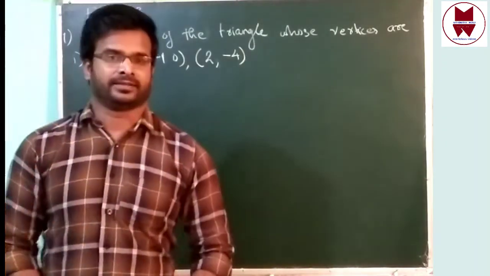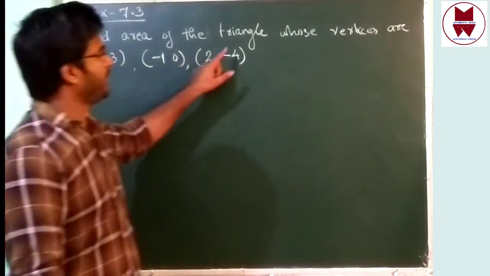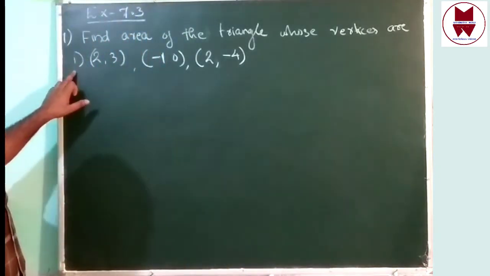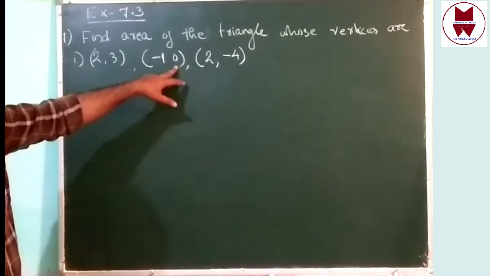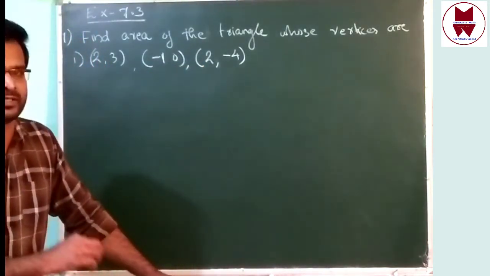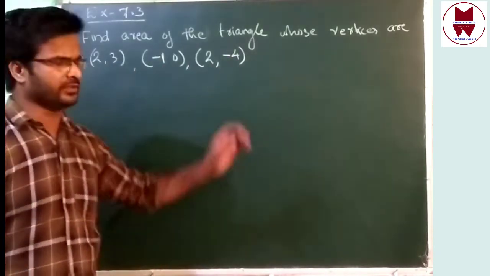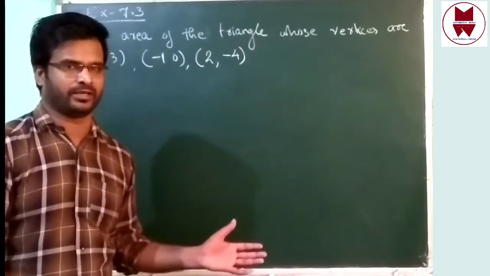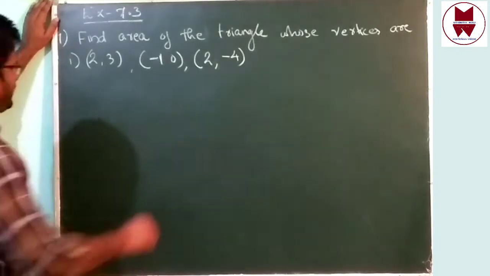Now we can see exercise 7.3, question number 1. Find the area of the triangle whose vertices are (i) (2, 3), (minus 1, 0), (2, minus 4). The coordinates of the vertices are given here. Using these vertices we have to find the area of the triangle. We have already studied one formula, and using that formula we can find the area of the triangle.